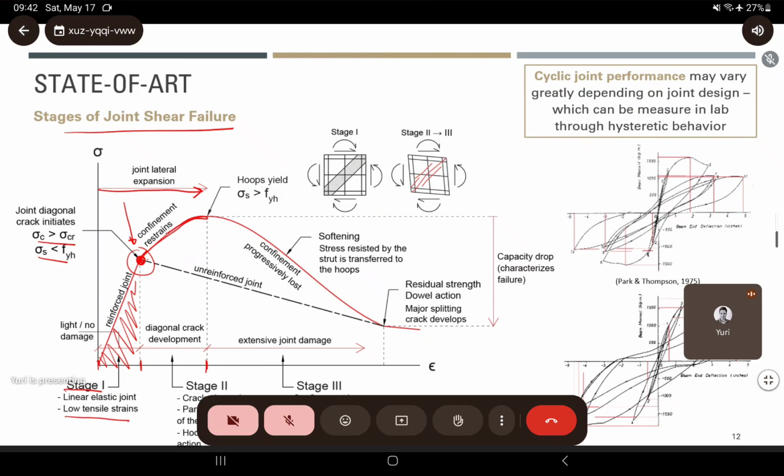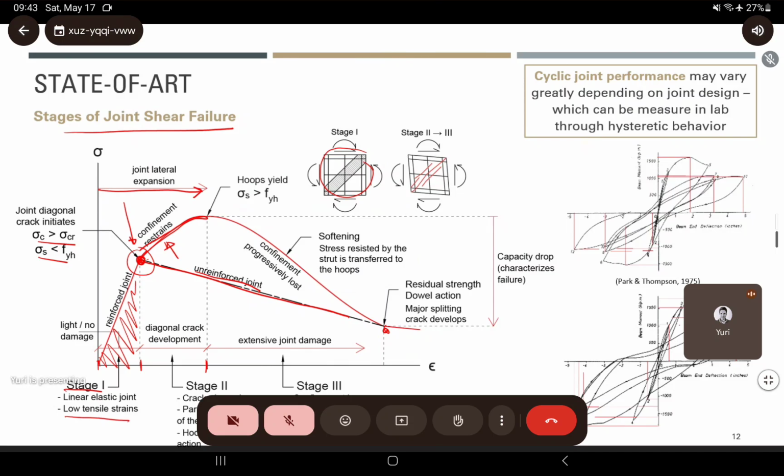So you experience the shift between the beginning of the crack and the beginning of the action from the hoops. And here we have to compare joints that are reinforced, that have both horizontal and vertical shear reinforcements within the joint, and unreinforced joints. When you have unreinforced joints, you don't have the confinement restraints from the hoops, so the joint just loses strength until you have a final stage, which we're going to talk about really soon.